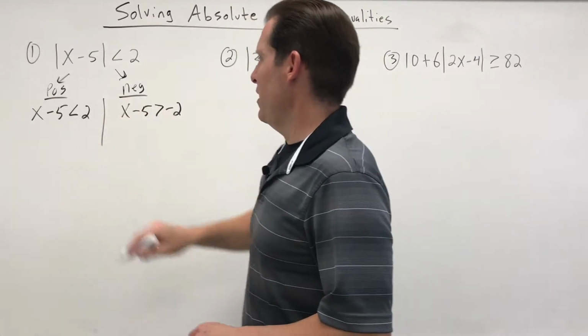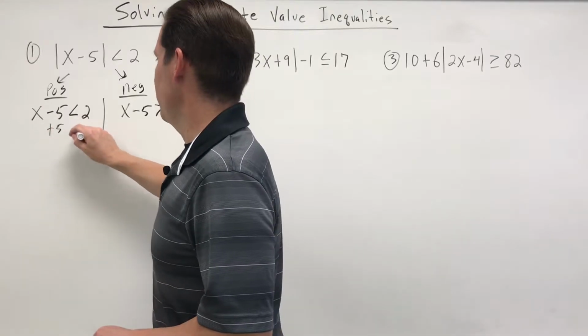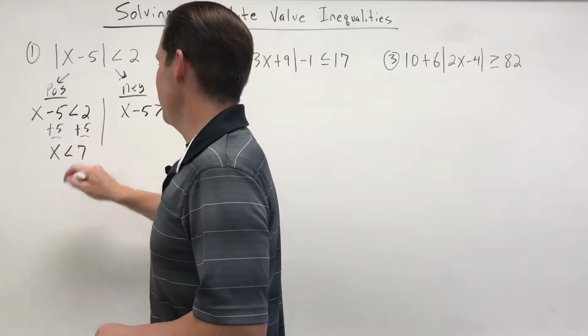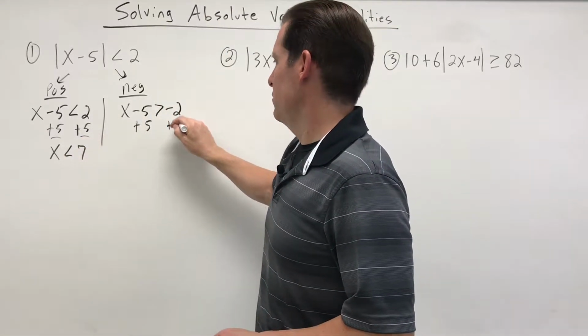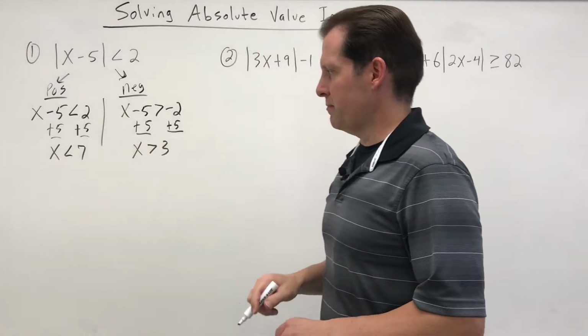So we're just going to go ahead and solve those two. So I'm going to add my 5. So that gives me x is less than 7. And then here I'm going to add the 5. So I get x is greater than 3.